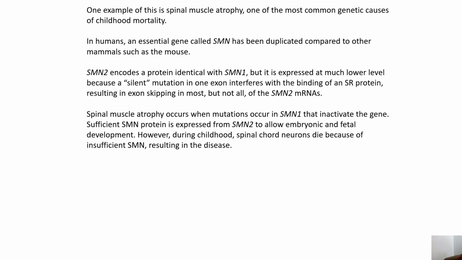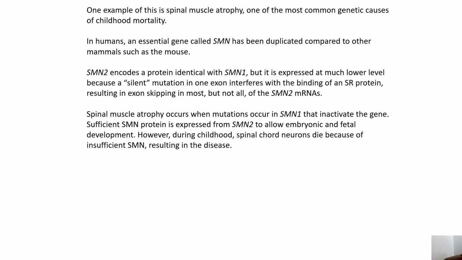One example is spinal muscular atrophy, one of the most common genetic disorders. In humans, an essential gene called SMN1 has been duplicated, and this is compared to humans as well as the mouse. SMN2 encodes a protein identical to SMN1 but expressed at a much lower level, because a silent mutation in an exon interferes with splicing, resulting in exon skipping in most but not all SMN2 RNAs.